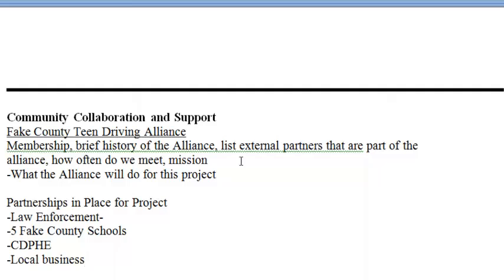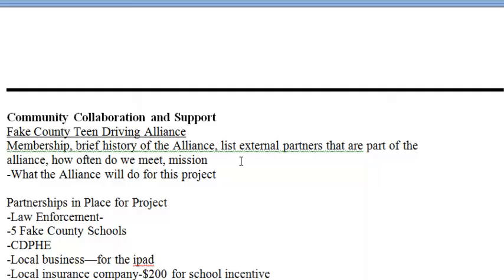Local business, and the local business was specific for the iPad. Right. Incentive, and the local insurance company. That was for the money for the school that wins the competition. 200. Yes, I believe it was $200. Yes. So 200 for the school incentive.